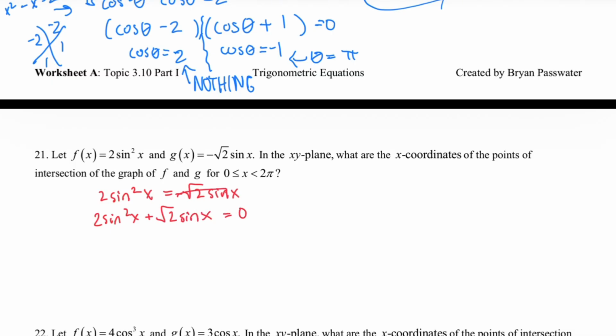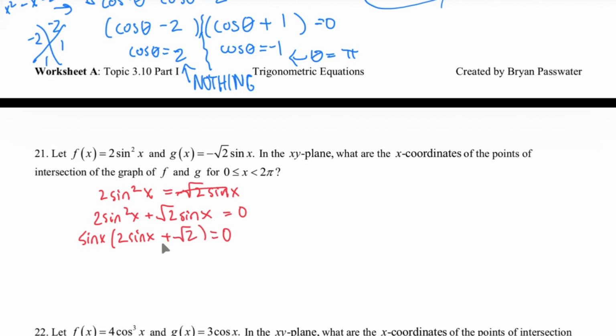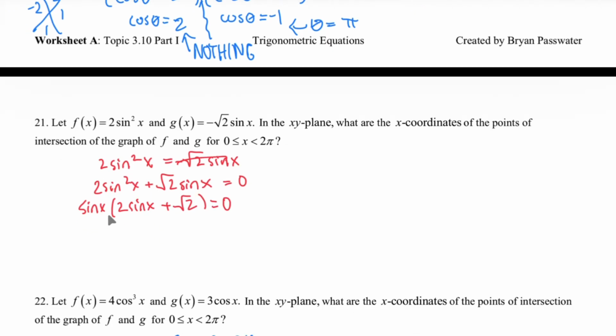So you go to 0. Then I can see they both contain a sine of x, so I can factor that out. Now they're separate terms, so they each need to equal 0, and then solve for that. So this side is equal to 0. This side, however, is negative square root of 2 divided by 2.